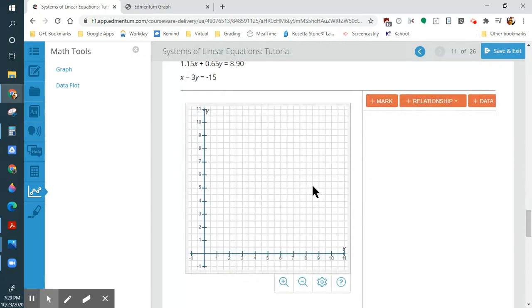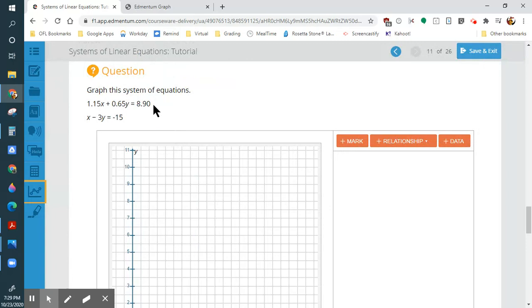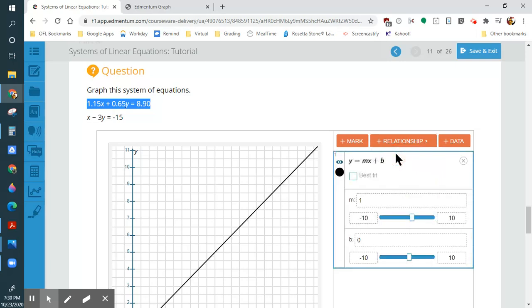All right, so now we're going to graph something a little more complicated. This one, they're actually giving you your graph tool. So this is what I meant by we're going to be using technology. So what I'm going to do here is I'm going to copy this. I'm going to go into relationship. I'm going to do linear.